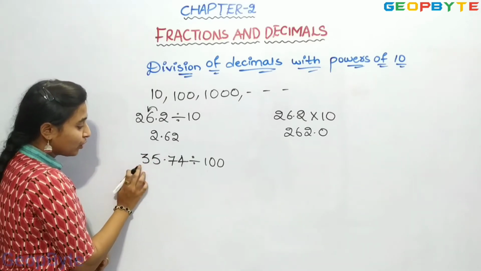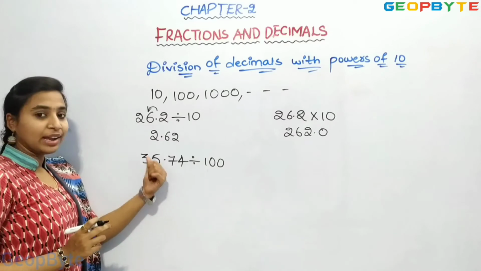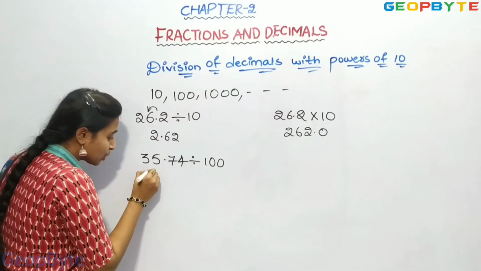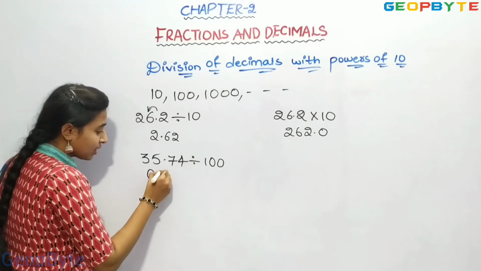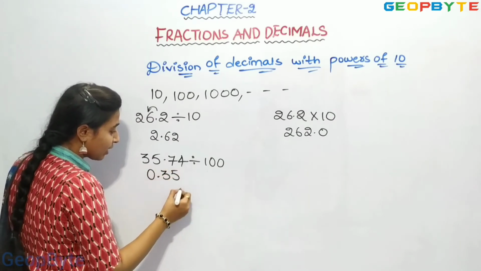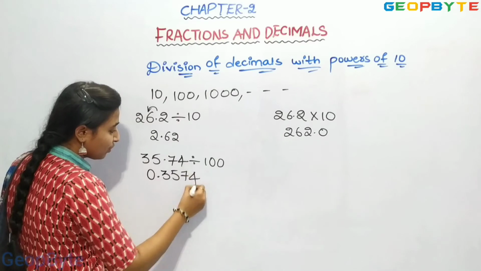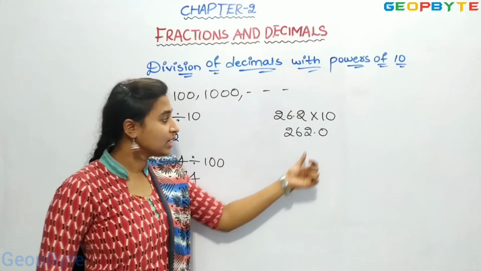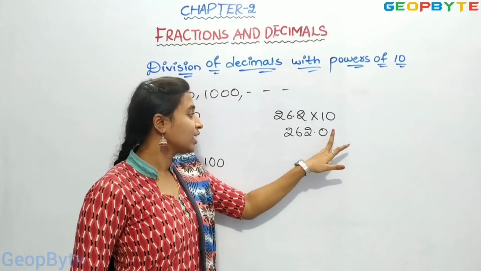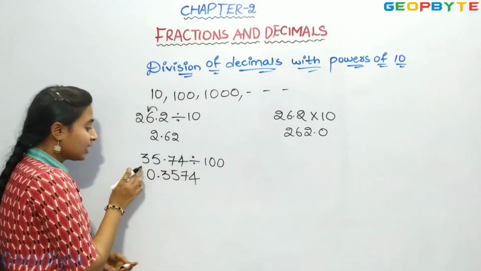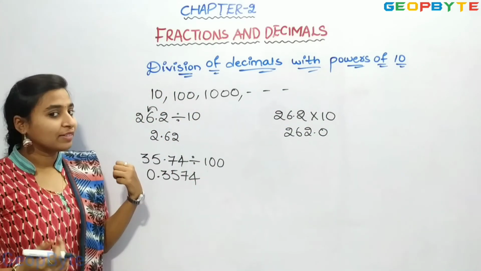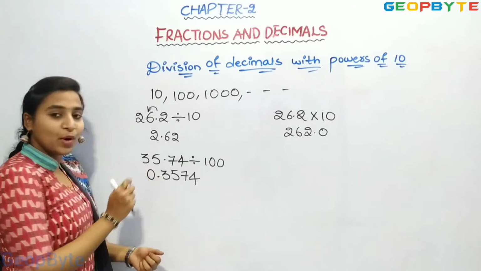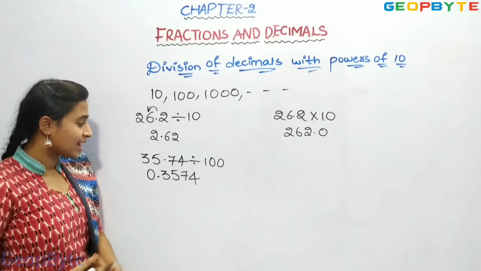That is, before two digits, meaning 5, 3. Before 5, 3, what do we have? Nothing. So, 0.3574. As after 2, we don't have any digit, we have kept a point and a 0. Here, before 3, we don't have any digit, so we have put a 0 and then a point. Right? This is the answer.